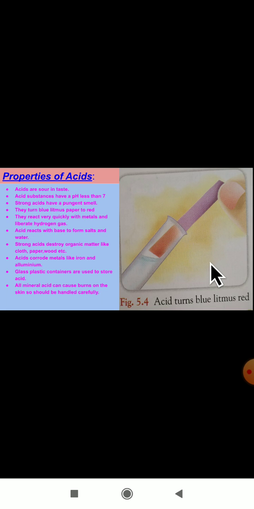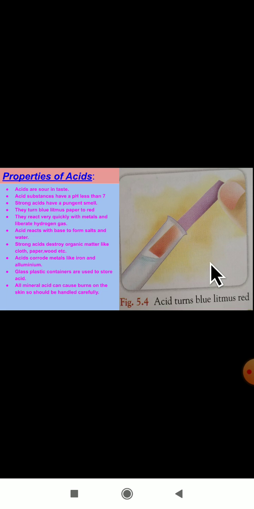Acids react with a base to form salts and water. See, acids will react with bases also. The reaction between the acids and bases takes place here. If an acid and a base react, what is the result? A salt is formed, salt and water are formed.